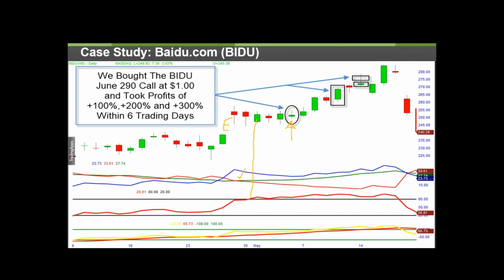And the stock's about 250. We bought the June 290 calls about 5 or 6 weeks to go before expiration, paid $1 for them. And then we got 100, 200, 300% on the 6th trading day. So actually both our 200 and 300% targets here happen on the 6th day.